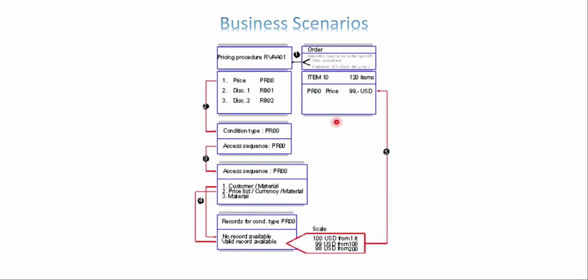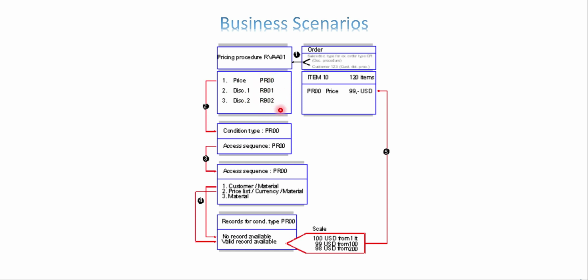And this is one simple diagram which is explained from the SAP product about pricing and conditions. So it's very simple to understand. There is an order and there are some prices over here, there are discounts, and these we call condition types.